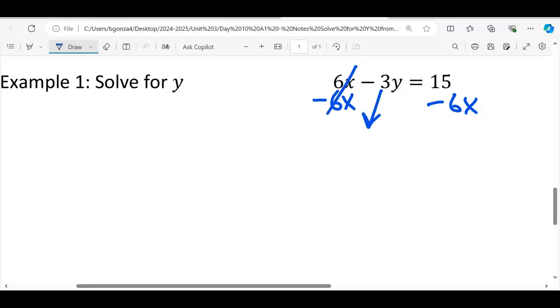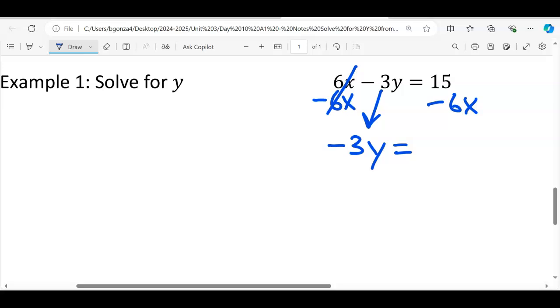Now be careful. You're going to bring down the y term. Is it 3y or negative 3y? Negative, right? The sign goes with the number. So that's a common error. People just write 3y. But if there's a minus in front of it, you bring it down. Negative 3y equals, now here's another common error.